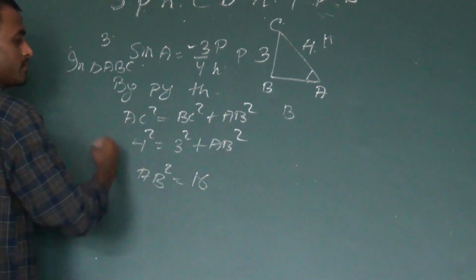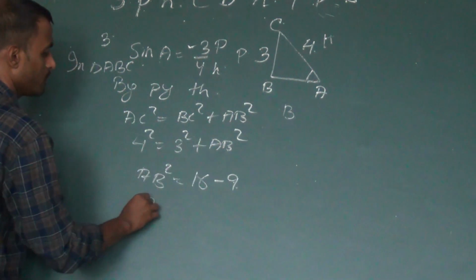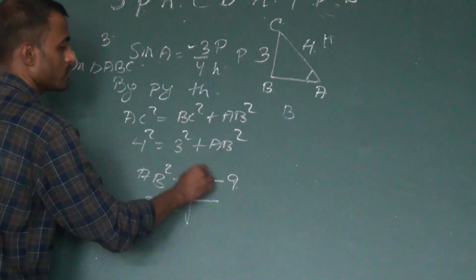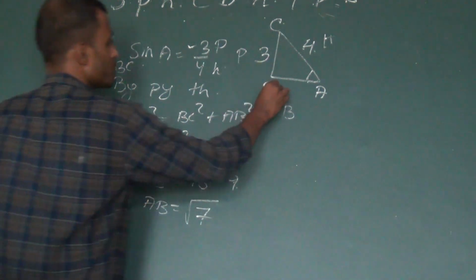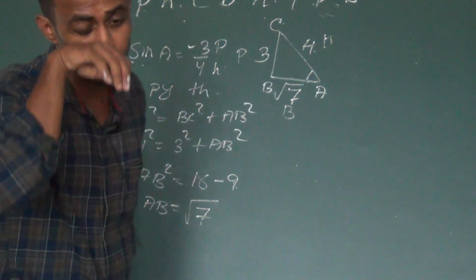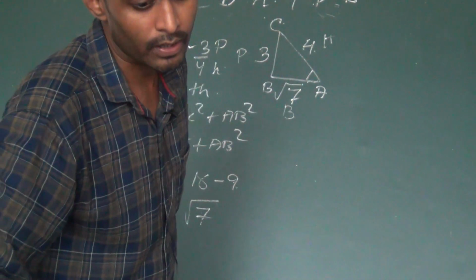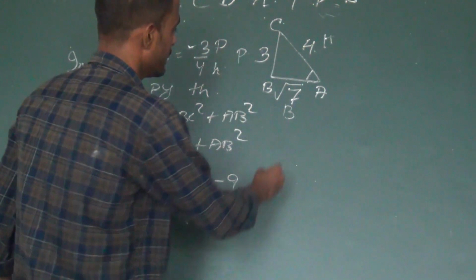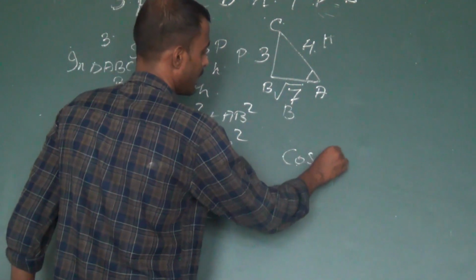3 square, if you take it to the left side it becomes minus 9. So AB equals, if you take the square to the right side it becomes square root, 16 minus 9. How much do you get? 7. So we get square root 7. Now we have all three sides. What's the question asking you to find? Question number 3: calculate cos A and tan A. Let's do cos A and tan A here.